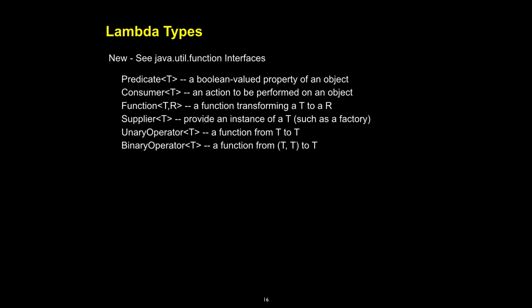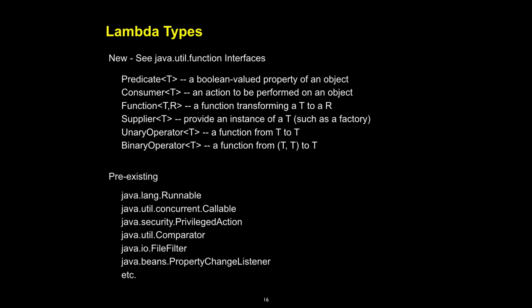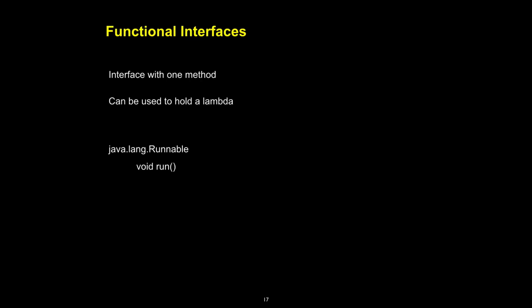So lambdas are a bit more complicated if you want to define them and pass them around. Normally in Java, you just use them as arguments to a function. So you don't necessarily declare what type they are because the argument declaration does that for you. And then there are a bunch of pre-existing interfaces which can be used as Lambda types.